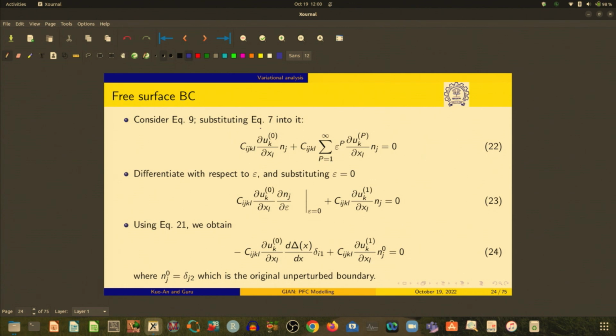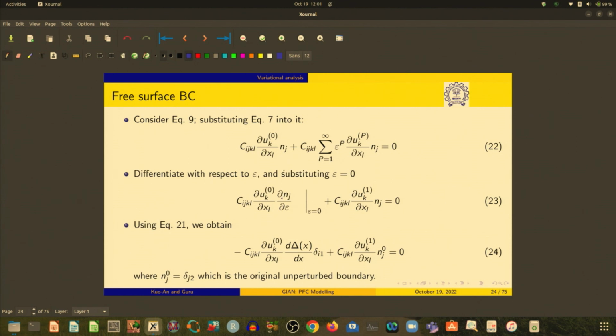This is basically substituting this series in terms of the disturbance parameter into my traction boundary condition. Now, you can differentiate this with respect to epsilon and substitute epsilon equal to 0. Okay, let us do that. If you do, what do you get?